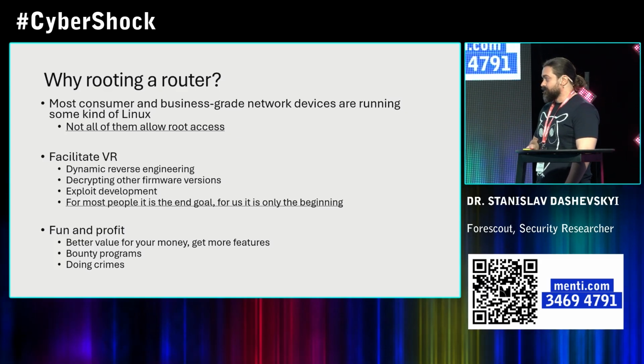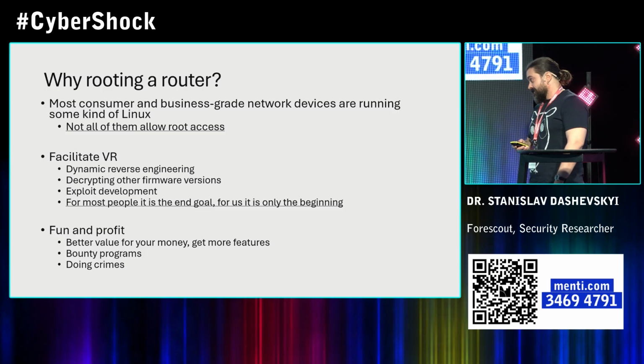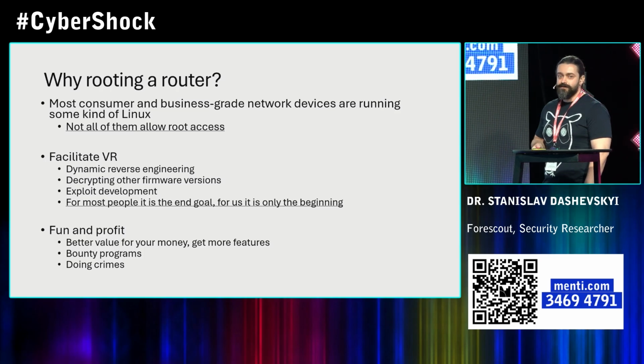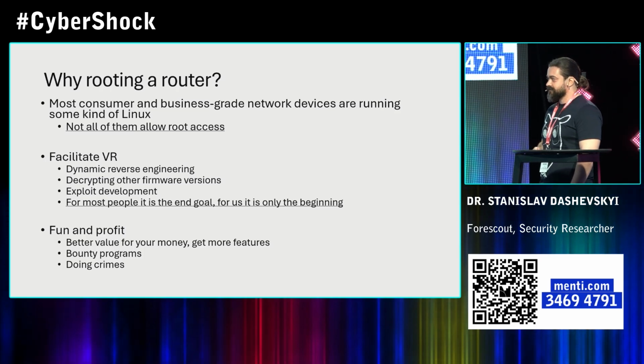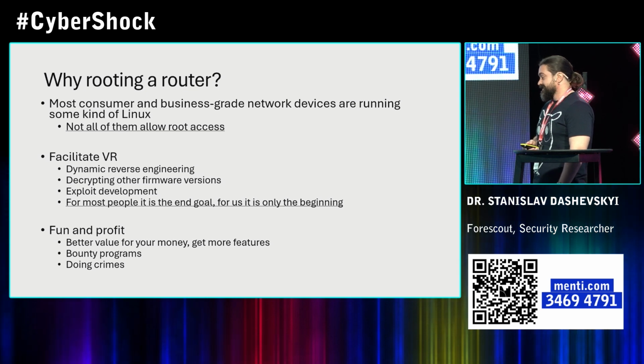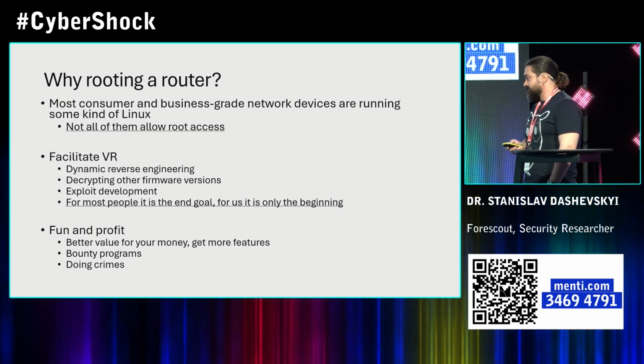Because what we do at Forescout, we actually provide exploit detection, mitigation, and also basically visibility over the network. So we have to know how these proprietary networking protocols work. And for some people, it can be for fun. For example, you have an old router that is still good, but it's end of support. So you want to install open source software on it, but the vendor forbids it. So how do you do it? The same way. And of course, there are bounty programs. I heard they pay handsomely for remote code execution bugs. And of course, doing crimes. That's always on the table.